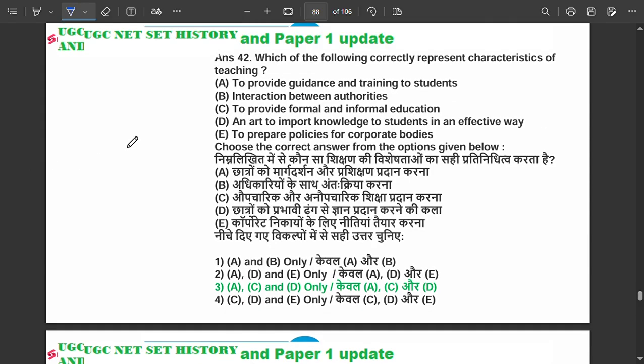Which of the following correctly represent the characteristics of teaching? To provide the guidance and training to the student, this is correct. And interactive interaction between authorities, this is incorrect. And to provide the formal and informal education, this is correct. And an art to impart the knowledge to the student in an effective way, this is also correct. And to prepare the policies for cooperative bodies, this is incorrect. So option number 3 was the correct answer, A, C and D.